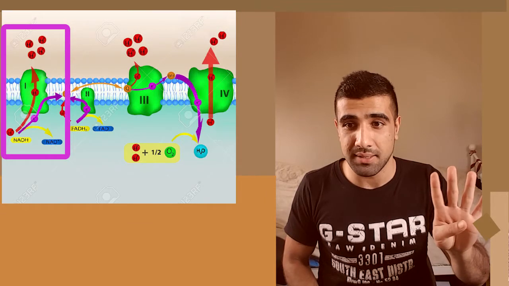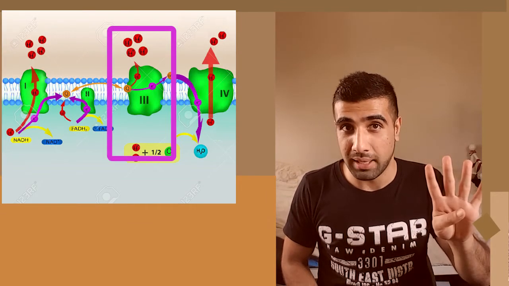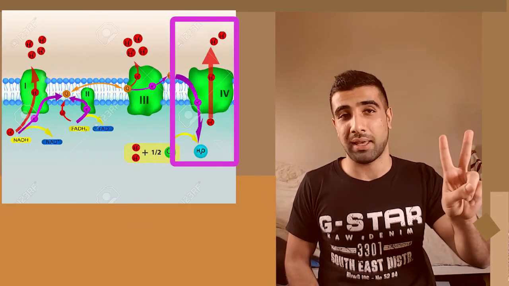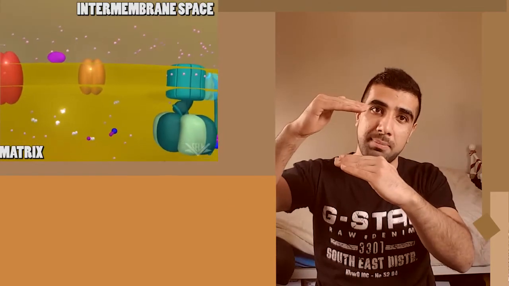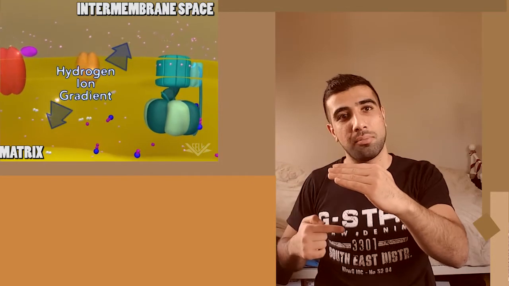So through using NADH, which is a battery, we've pumped out 10 protons: 4 in the first complex, 4 in the third complex, and 2 in the fourth complex. So we have 10 protons more in the intermembrane space than we have in the mitochondrial matrix.